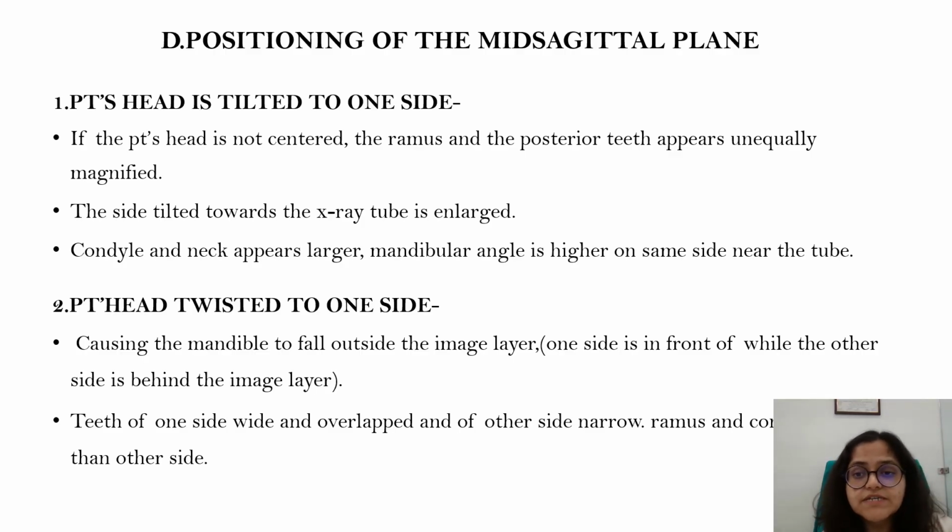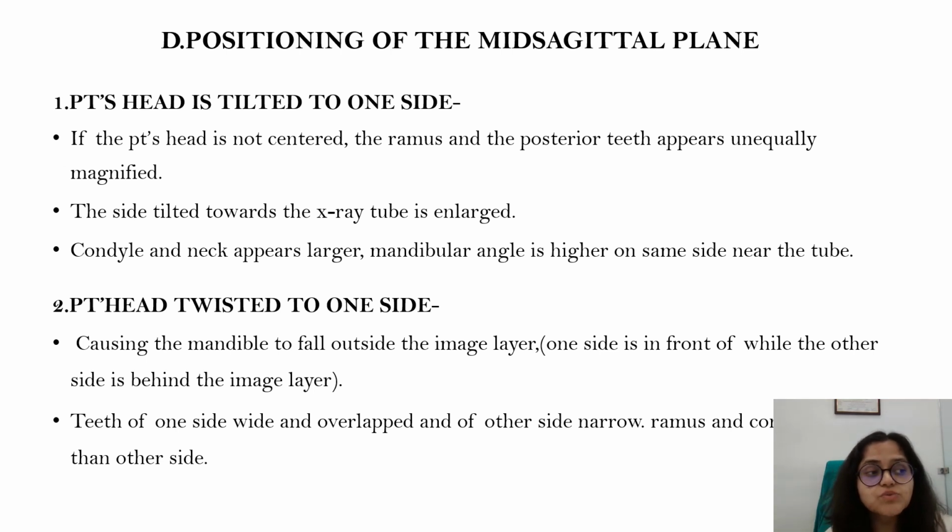Then positioning of the mid-sagittal plane. If the patient's head is tilted to one side, that is, the head is not centered, the ramus and the posterior teeth appear unequally magnified. The side tilted towards the x-ray tube is enlarged. When one side of the head is tilted towards the tube head, it will show as an enlarged image. Condyle and neck appear larger. The mandibular angle is higher on the same side as the tube.